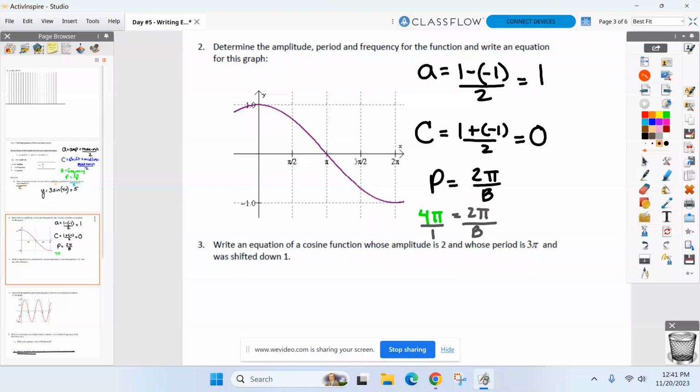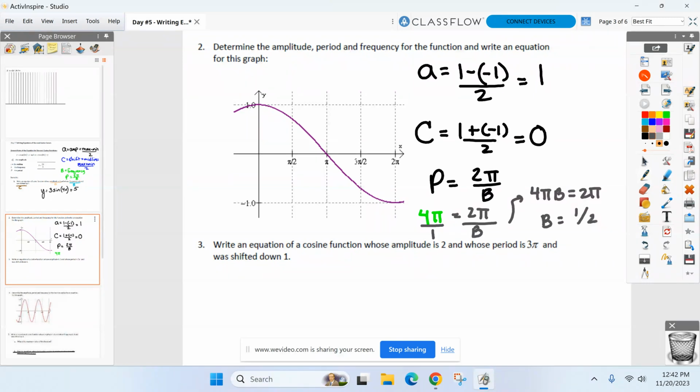So put that bad boy over 1, cross multiply. Let's see, what do I got? 4 pi b equals 2 pi. What are you guys doing to get the b by itself? Divide both sides by 4 pi. I think the pi's cancel. So I'm left with 1/2 for my b value.